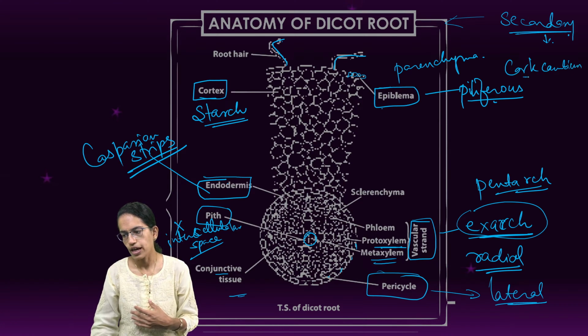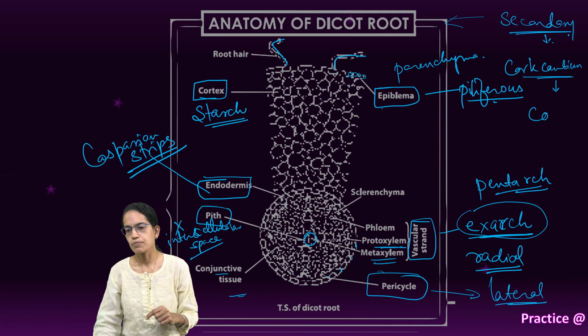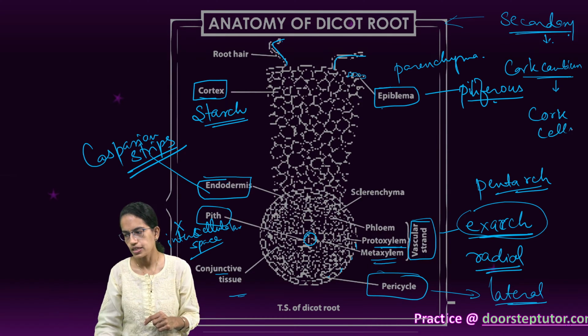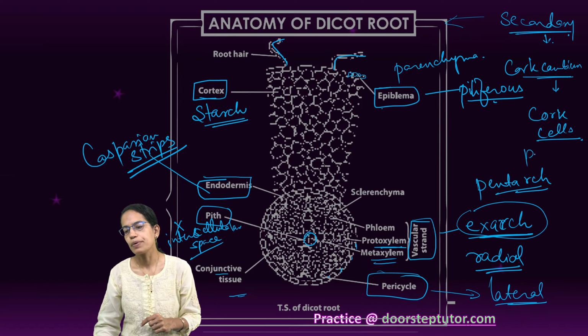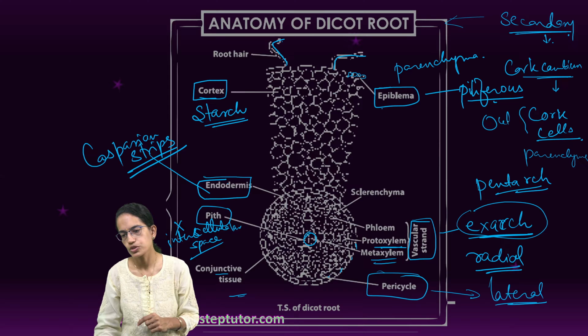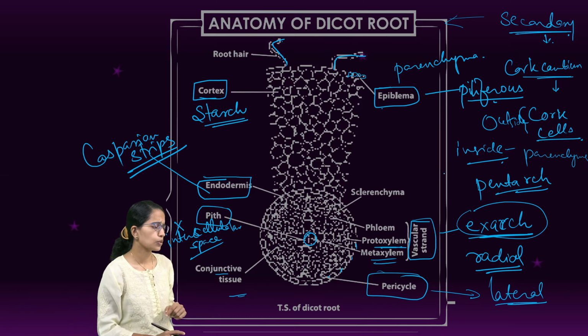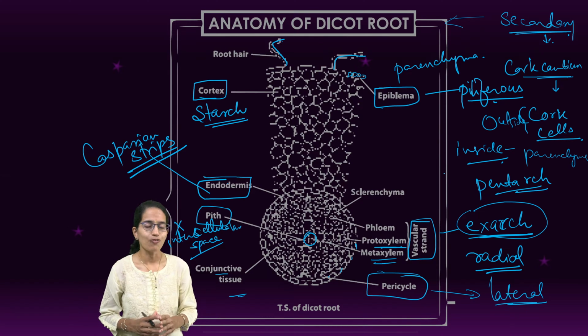And this cork cambium is similar to what is found in the dicot stem and forms cork cells on the outside and parenchyma cells on the inside. So cork cells on the outside and parenchyma cells on the inner side. Clear? So this is a quick update about the anatomy of a dicot root.